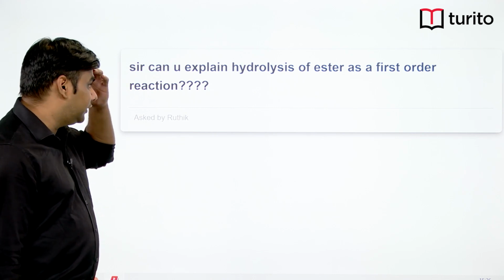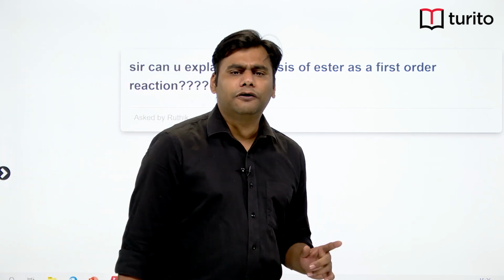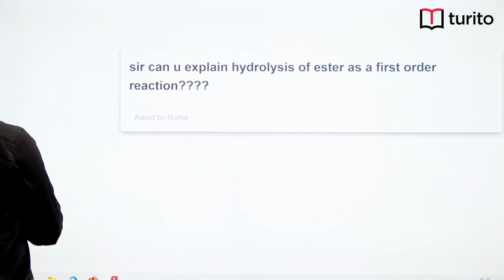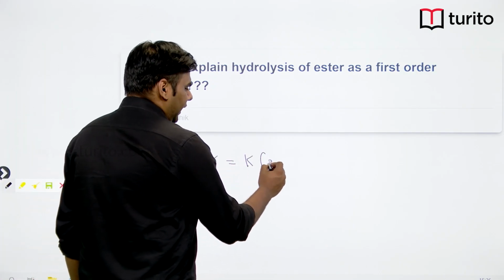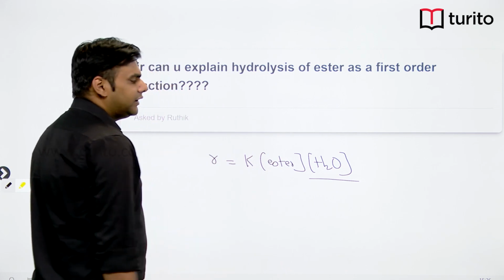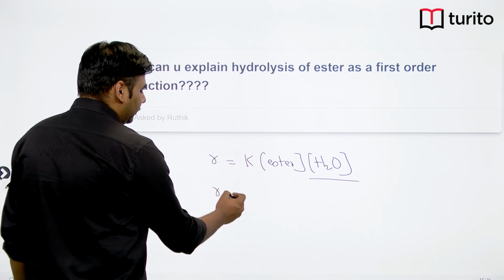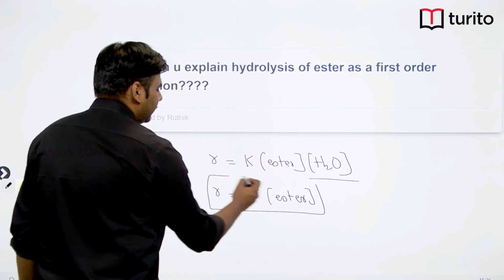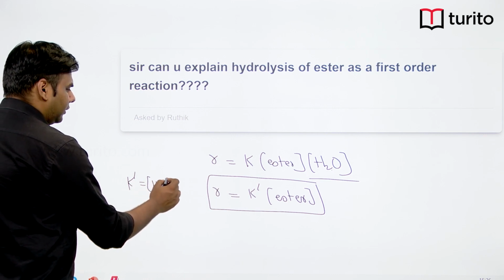Okay, can you explain hydrolysis of ester as a first order reaction? Rutik, I will explain this because this is basically the concept of pseudo first order kinetics. So basically we say that the rate is equal to K into concentration of ester into concentration of water. Now because water is in excess amount, the concentration of water won't change much. So this is constant. Constant into another constant would be a constant. So we can write this as K dash into concentration of ester, where K dash is concentration of water into K.